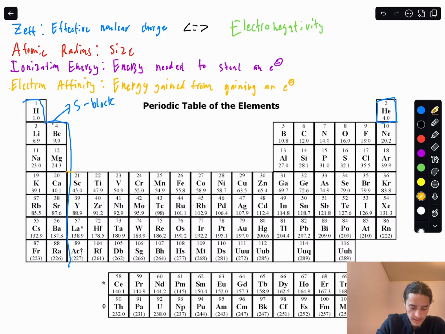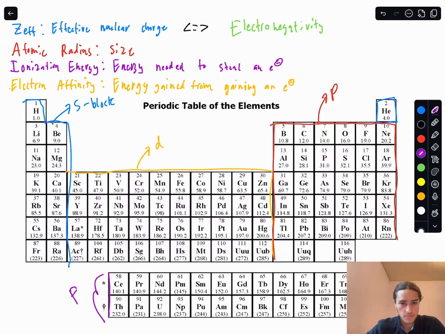Then we have the D block, which is these elements. Next, we've got the P block. And finally, we've got the F block, which is right here. Those are the bottom 2 rows that we really just don't care about at all for medicine, or even really for undergrad courses.